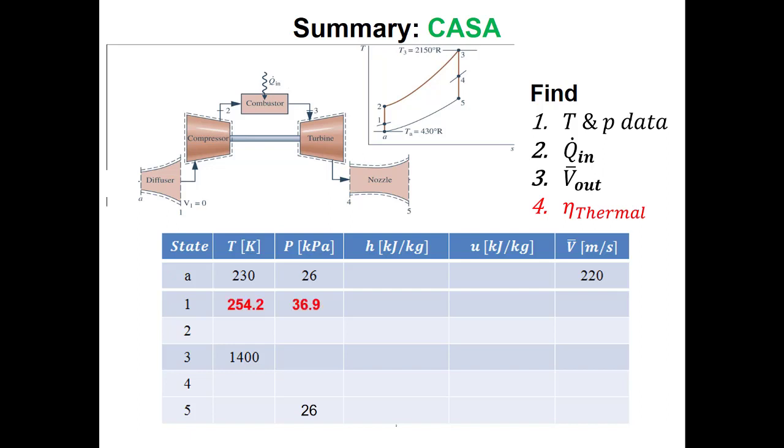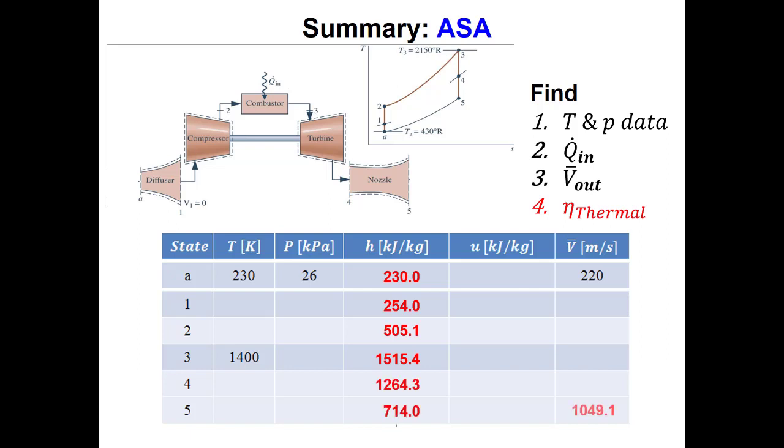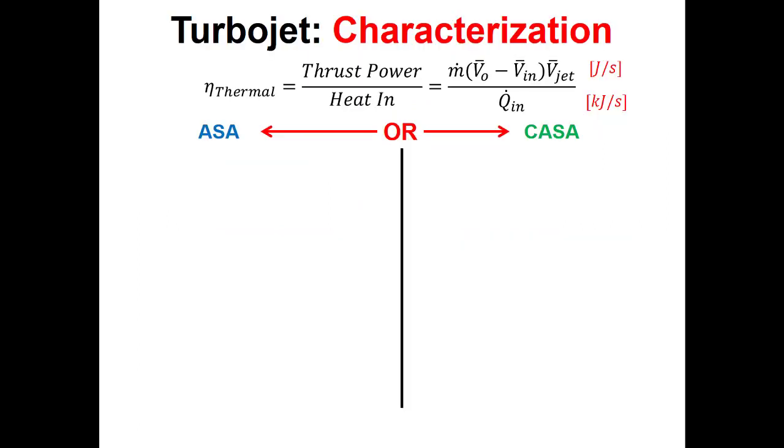So, for my cold air standard analysis, if I wanted to fill in my whole state table, I'm only going to fill in information for the temperatures and the pressures. When I do that, I found that the velocity at the exit was 1011.4 meters per second. For the variable specific heat analysis, I found all the specific enthalpies. I put those into my table, and I found that the velocity at the exit was 1049.1 meters per second.